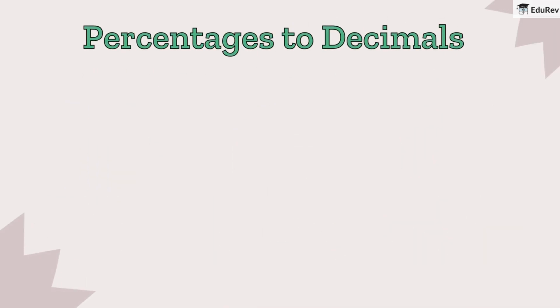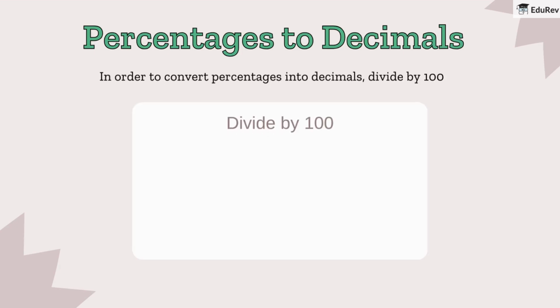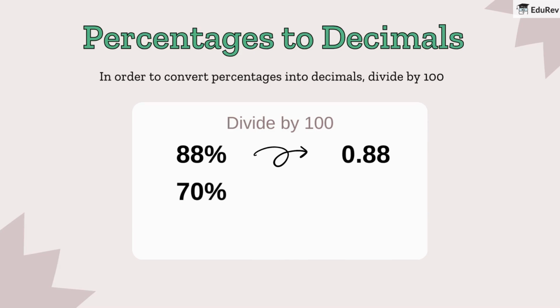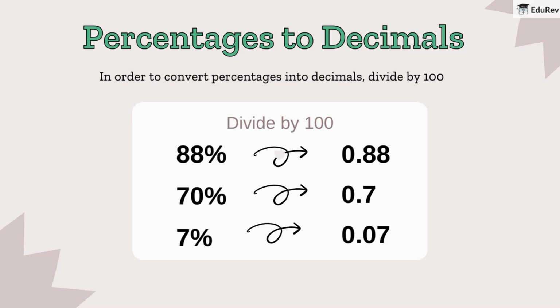Now, let's see how to convert percentages to decimals. In order to convert percentages into decimals, divide it by 100. For example, 88%, when divided by 100, becomes 0.88. Similarly, 70% becomes 0.7, and 7% becomes 0.07.